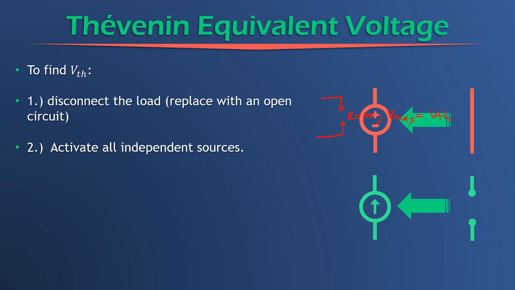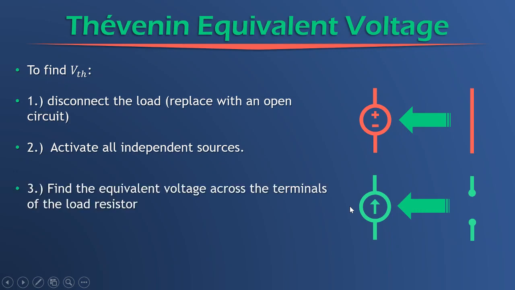Next, we will determine the Thevenin equivalent voltage by activating the sources again. Activating the sources means the short circuit then becomes a voltage source and the open circuit becomes a current source. Finally, we will find the equivalent voltage across the terminals. That equivalent voltage, VTH, would be VAB, which is VA minus VB. This value will be found, and that will be your Thevenin equivalent voltage.